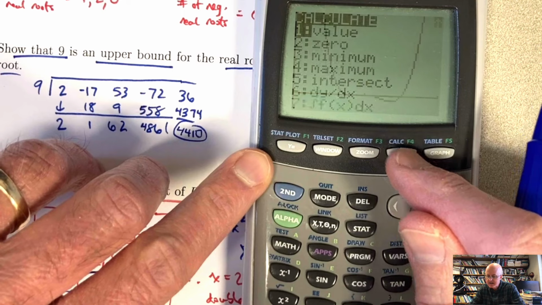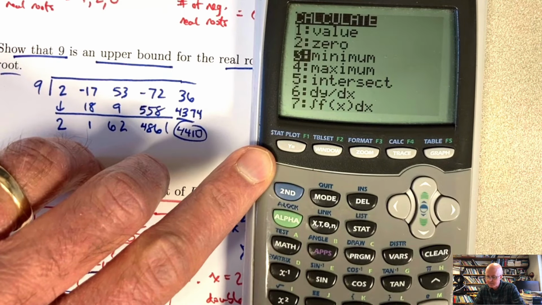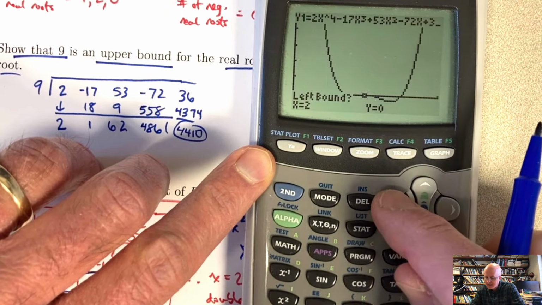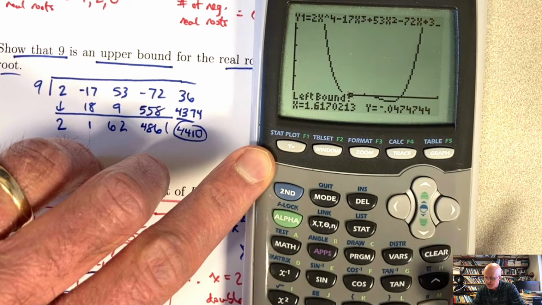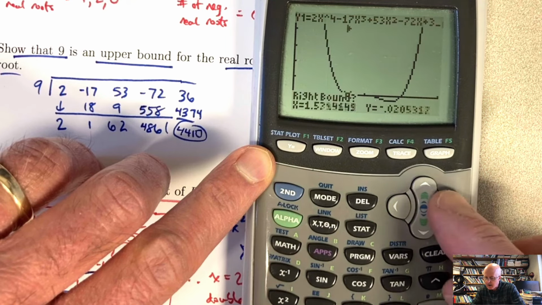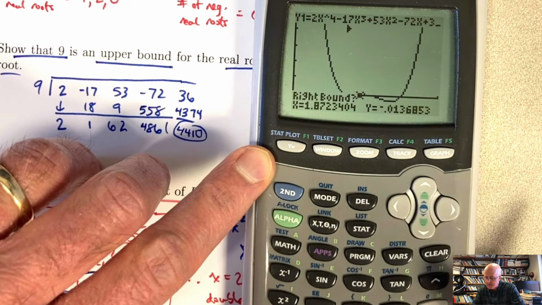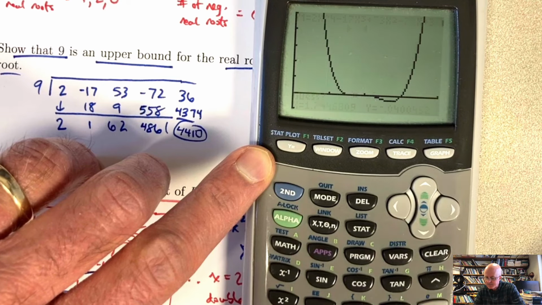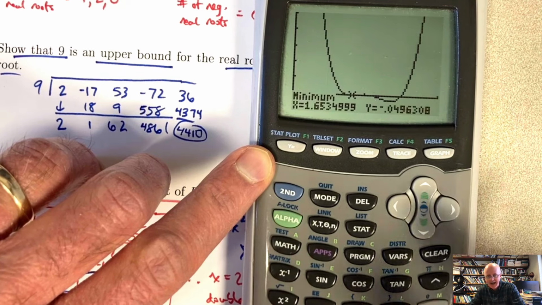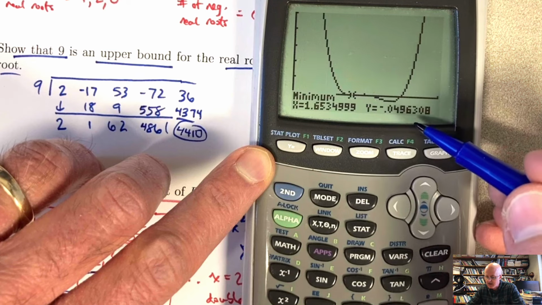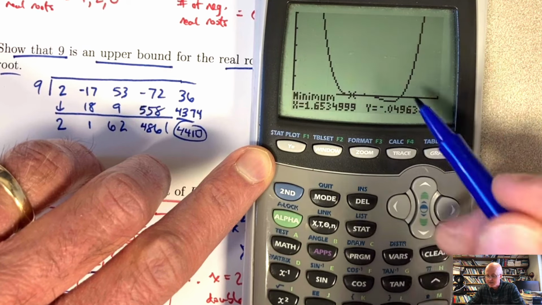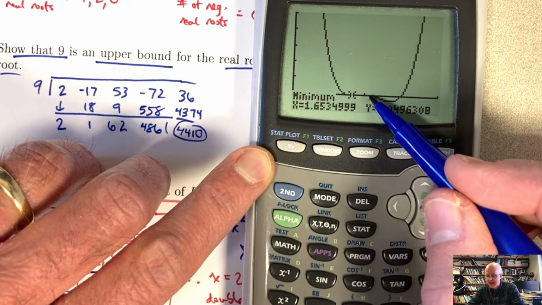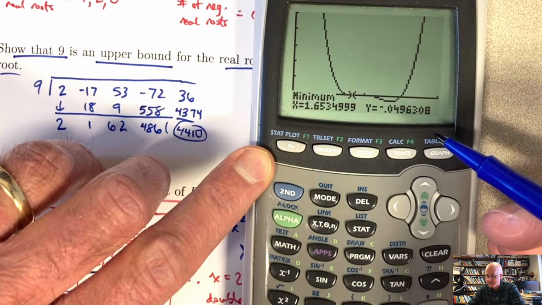If I go to calculate minimum, for example, there is some minimum, not at 2, but a little to the left of 2, right about here. I can do a left bound for it, say right there, and a right bound for it, say right here, and a guess in here. There's a local min at about x equals 1.65 of approximately negative 0.05. You could write that down if you want. There's a local max, a little hill at x equals 2, and the y coordinate is 0.